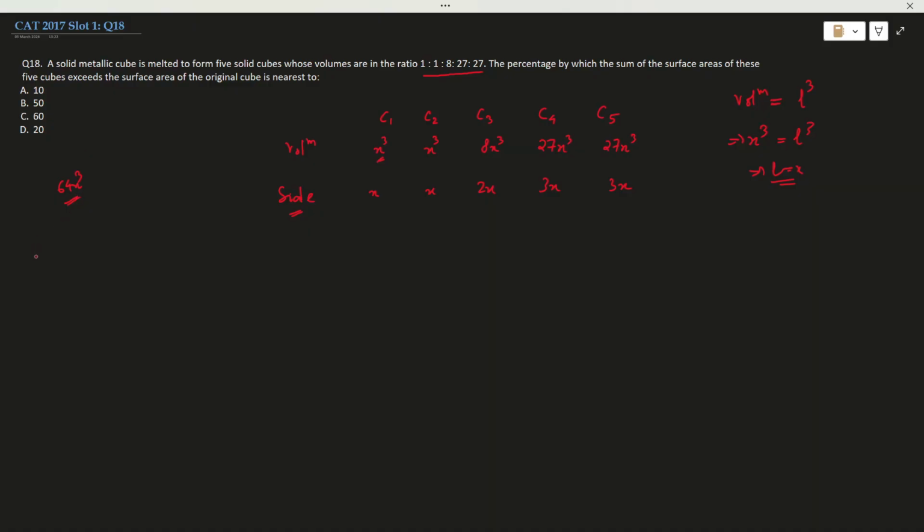So what will be the length? Let's say the length was y. So what will be the volume? Volume will be y cube, and this is basically equal to 64x cube. So the length of the original cube is 4x. 4x is the length of the original cube.